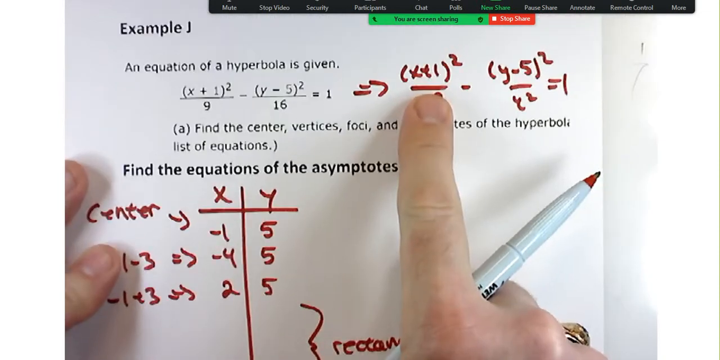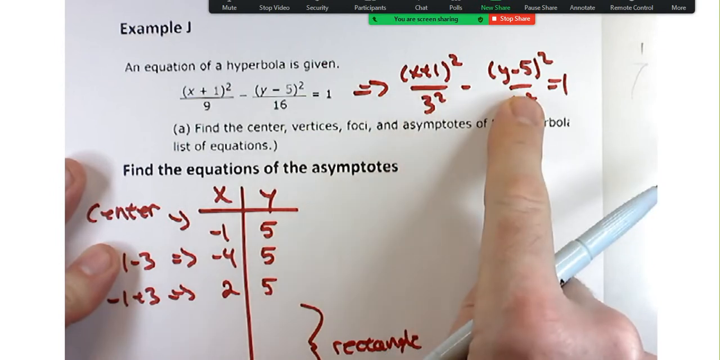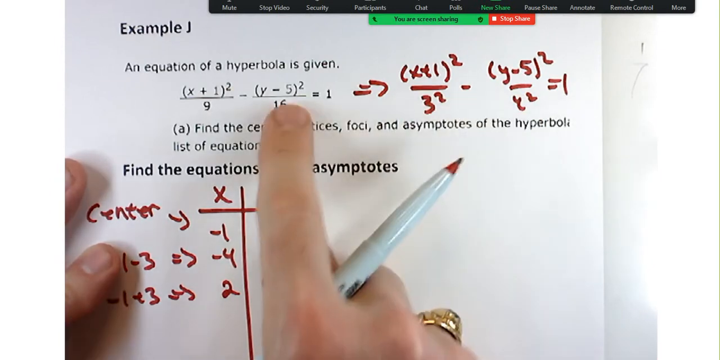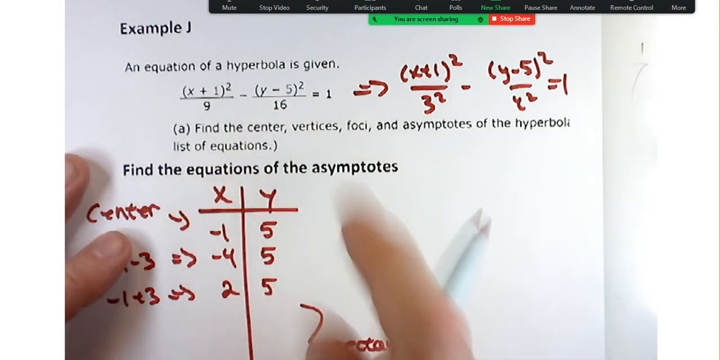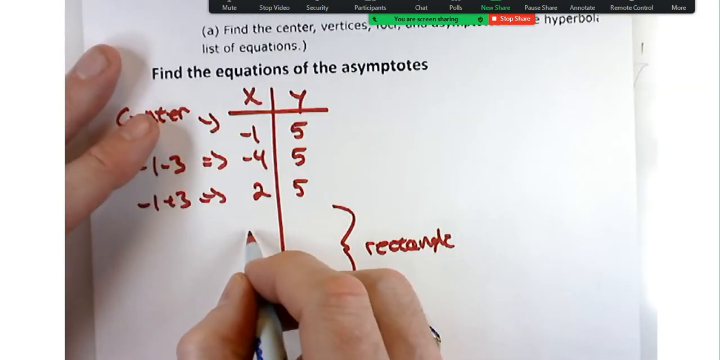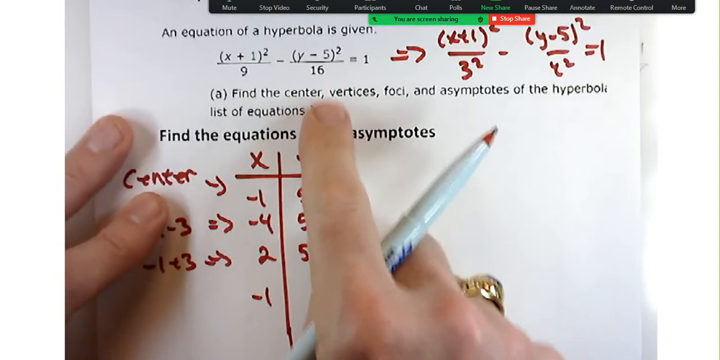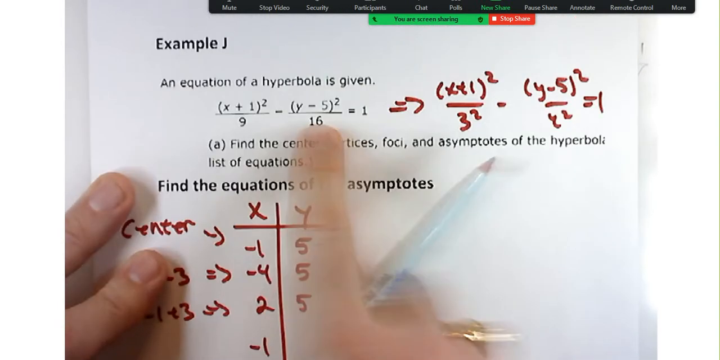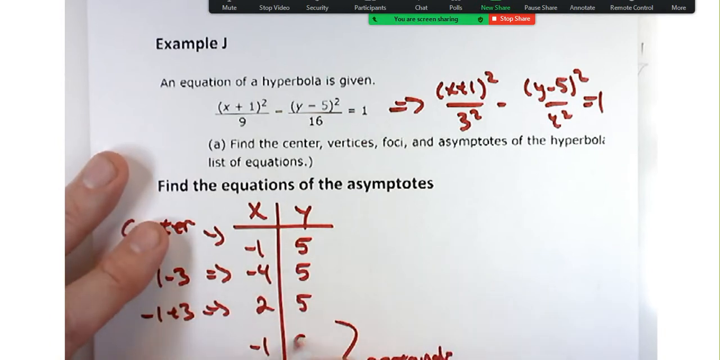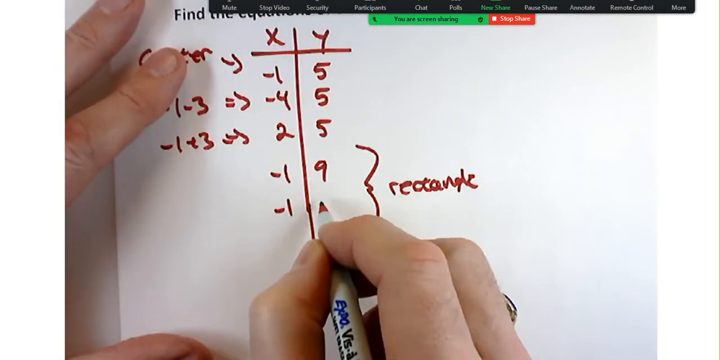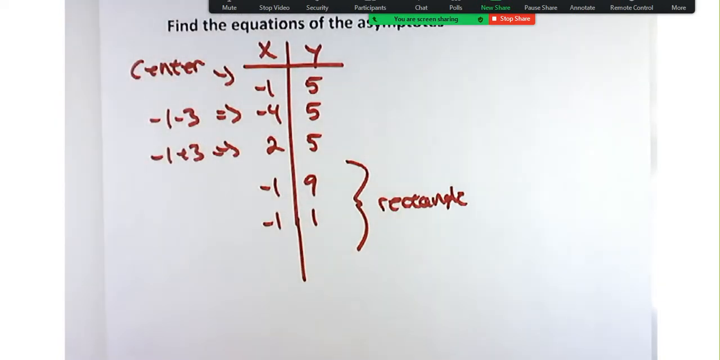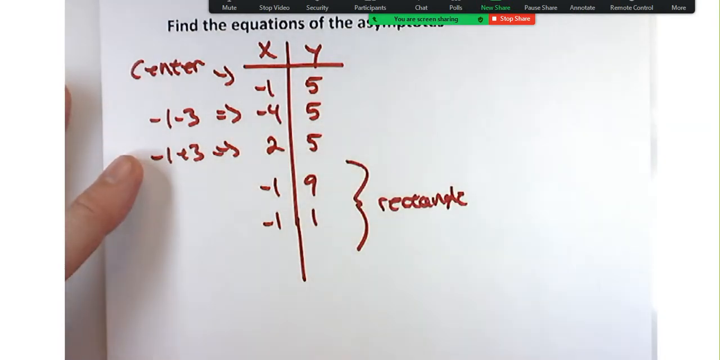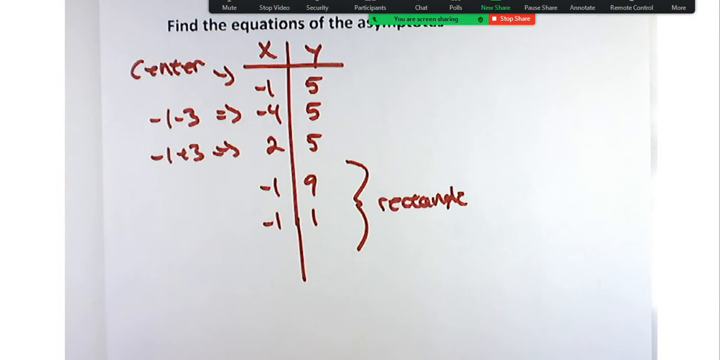So I'm not going to be changing the x coordinate. I am going to be changing the y coordinate. And I don't know if I said up 5 or what, but it should be up 4 and down 4 from the center. So it's going to be negative 1, and then 5 plus 4 would be 9, and 5 minus 4 would be 1. So those would be the points that you're going to use to draw your rectangle. In fact, a box through all 4 of these points is going to be our rectangle.